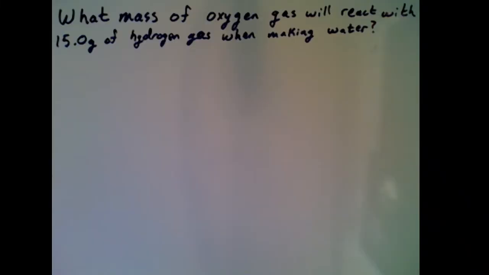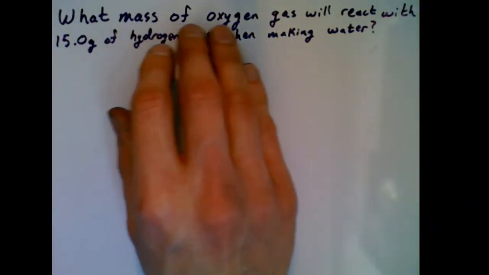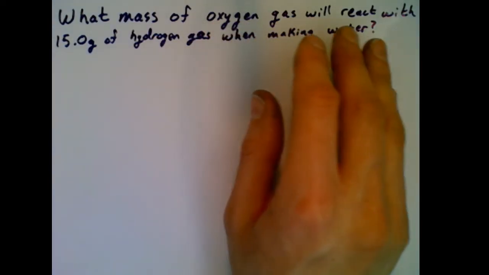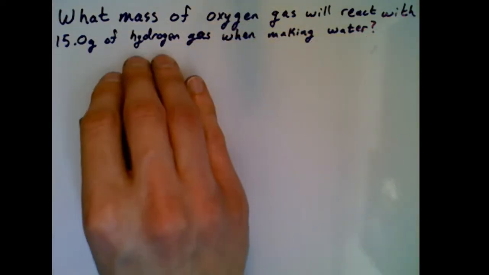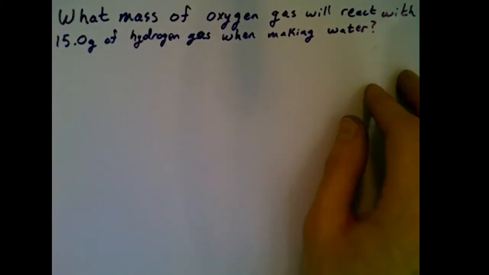And so we're going to do a calculation, and I'm going to show you my 4 steps of stoichiometry. And if you follow these 4 steps of stoichiometry, it will work for every single stoichiometry problem that you ever do, especially in a chemistry class. And so let's take a look at how we can do this. So here's the example that we're going to do. What mass of oxygen gas will react with 15.0 grams of hydrogen gas when making water?